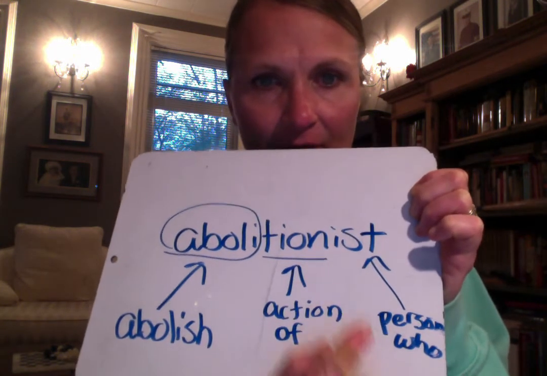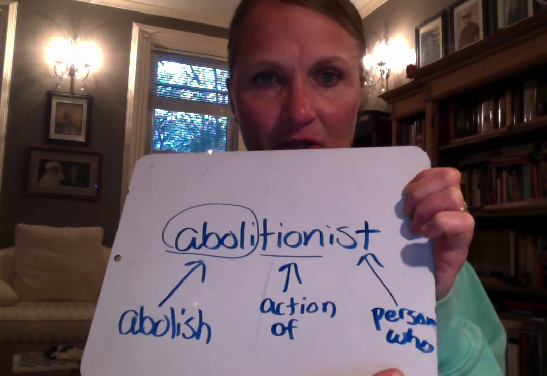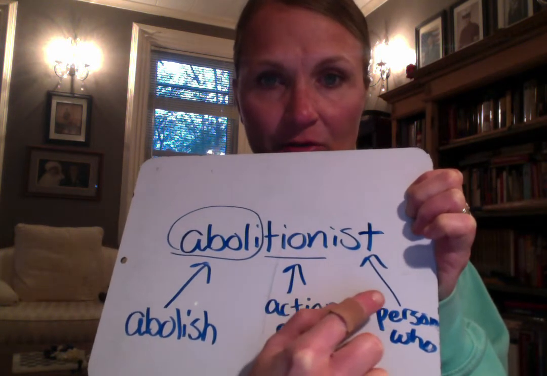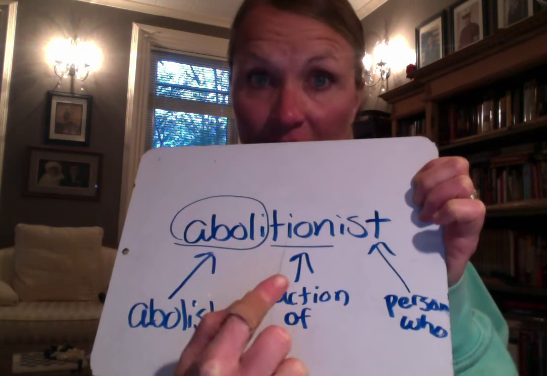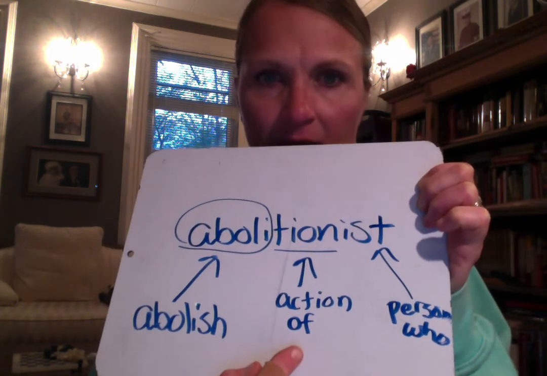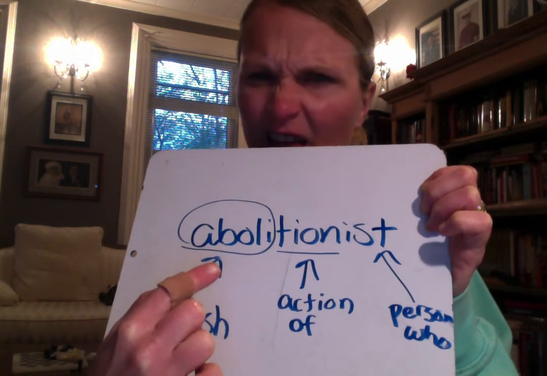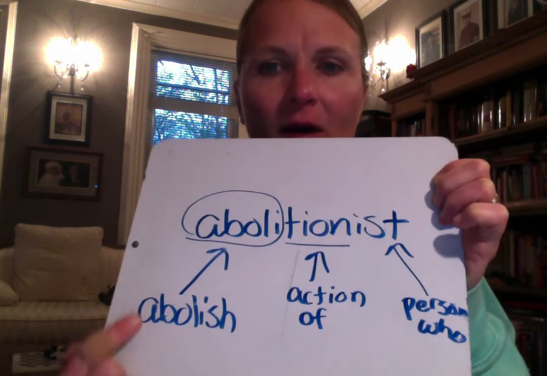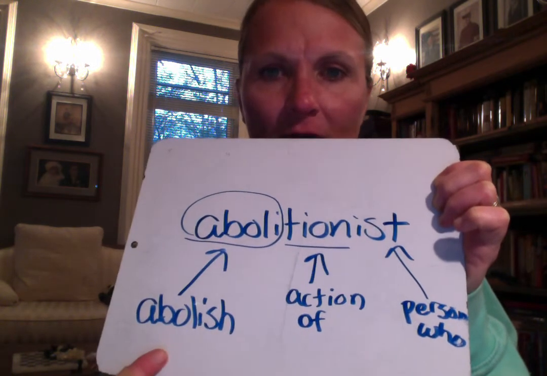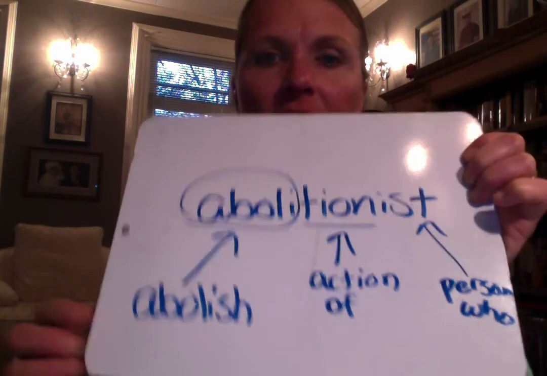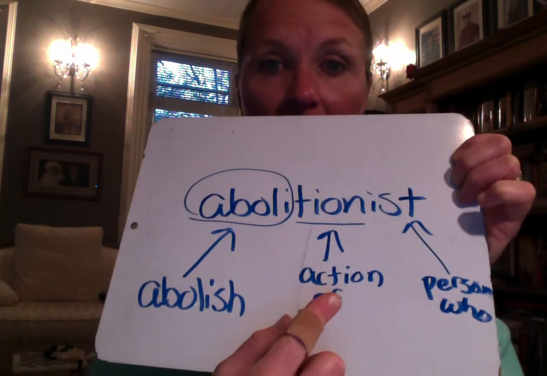So we have ist at the end, which means a person who. So abolitionist is a person who's involved in abolition. Okay, let's break it apart some more. Shun is the action of, so this is the action of aboli. What's aboli? Well, aboli is a shortened version of the word abolish, I'm sorry, it comes from the word abolish, okay? So abolition comes from the word abolish.